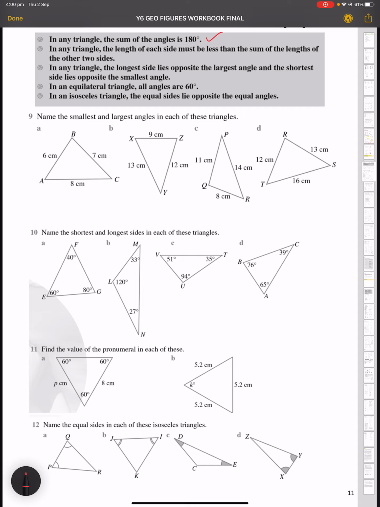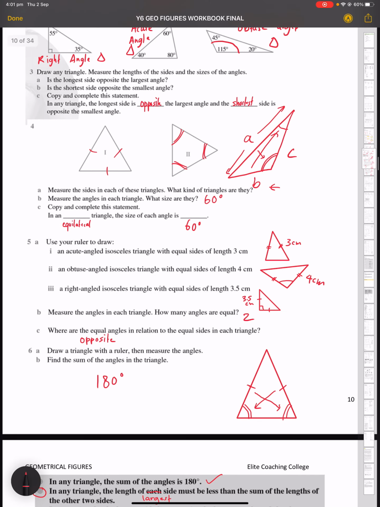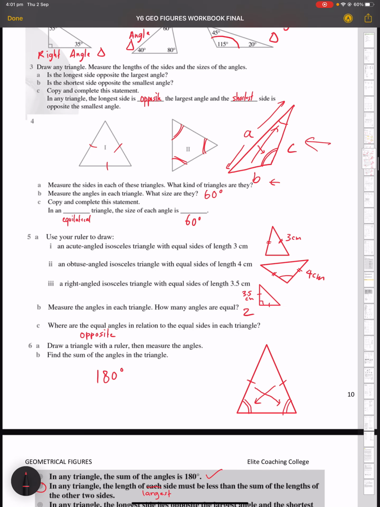Okay, so this one is not totally accurate. It should be the length of, not each side, but the largest side, must be less than the sum of the length of the other two sides. In any triangle, the longest side, I'm going to explain this in a little bit. In a triangle, the longest side lies opposite the largest angle, and the shortest side lies opposite the smallest angle. Yes, we just did that before, how I mentioned about this triangle here. The longest side is opposite the largest angle. So the longest side is A, it's opposite the largest angle.